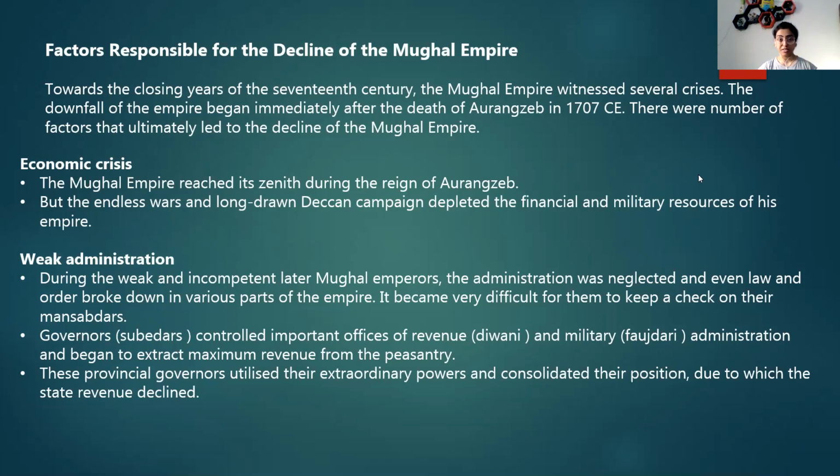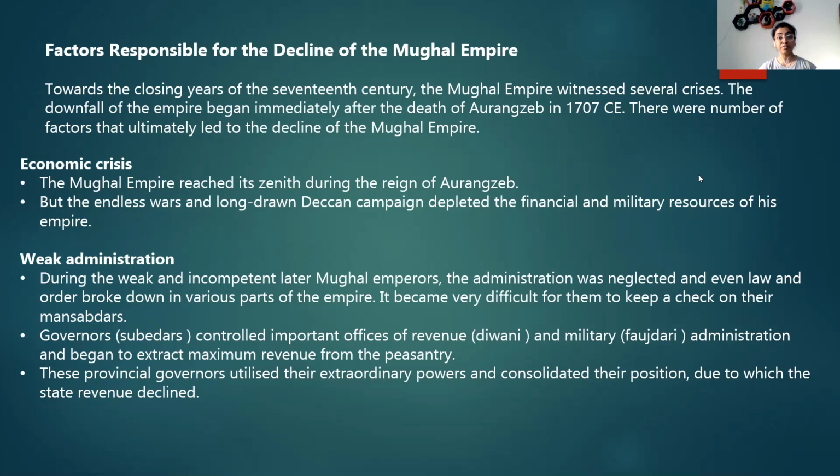Now, the second reason is weak administration. As I already mentioned, after the death of Aurangzeb, whoever Mughal ruler came to rule was not so efficient. They were very weak. The rulers who came after Aurangzeb are basically referred to as the later Mughals. Those later Mughal emperors were not so efficient. They neglected the administration system. They even broke a lot of law and order. Proper law and order system was not there, so a chaotic situation arose. The administration was not under control. The later Mughals could not have an efficient administration.